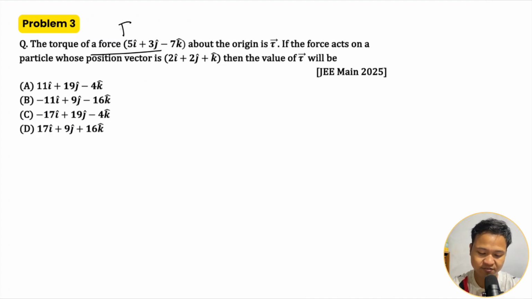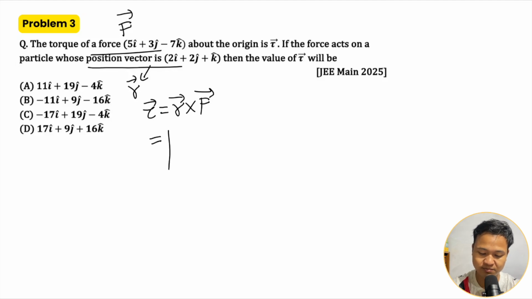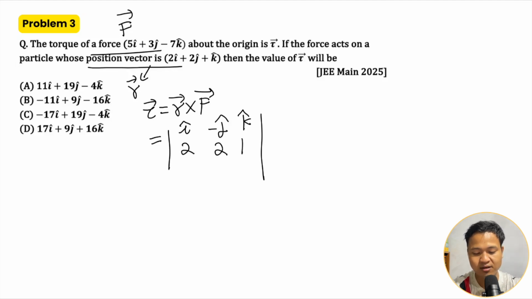Next, the force and the position vector r are given. So the torque formula is torque is equals to r cross f. How do you do that one? Use the determinant again: i, j, k. The first vector is r: 2 i cap, 2 j cap, 1 k cap. And the force is 5 i cap, 3 j cap, minus 7 k cap.